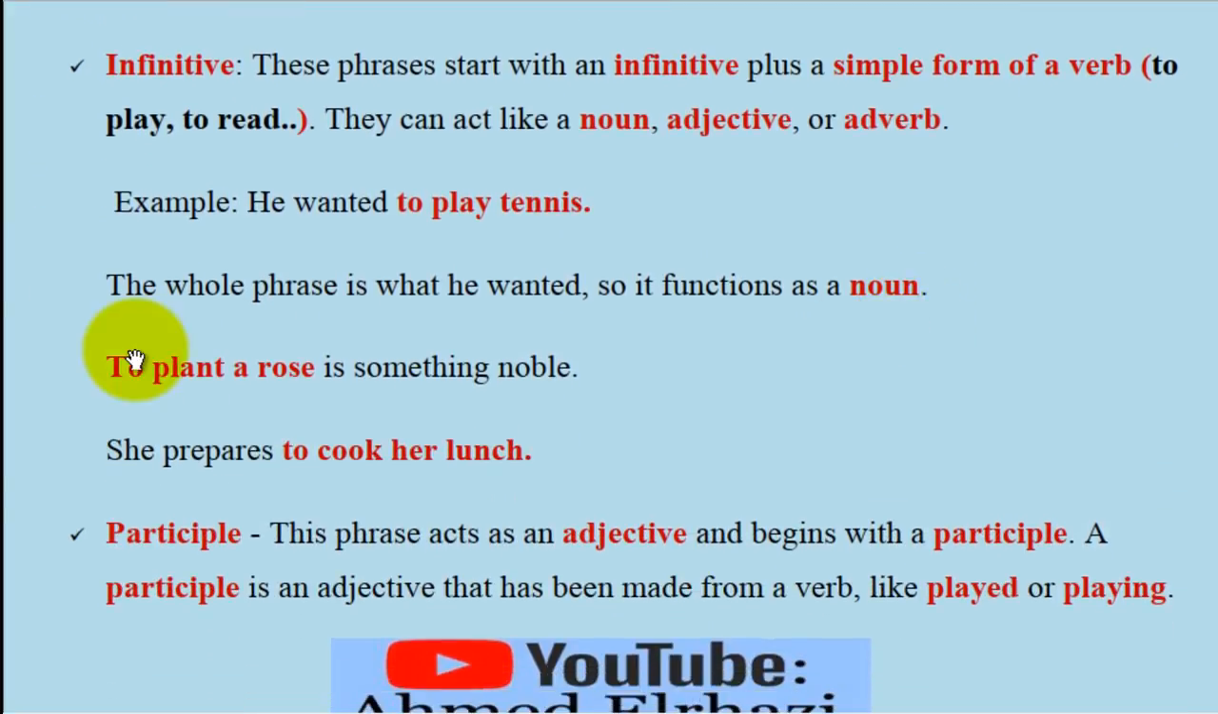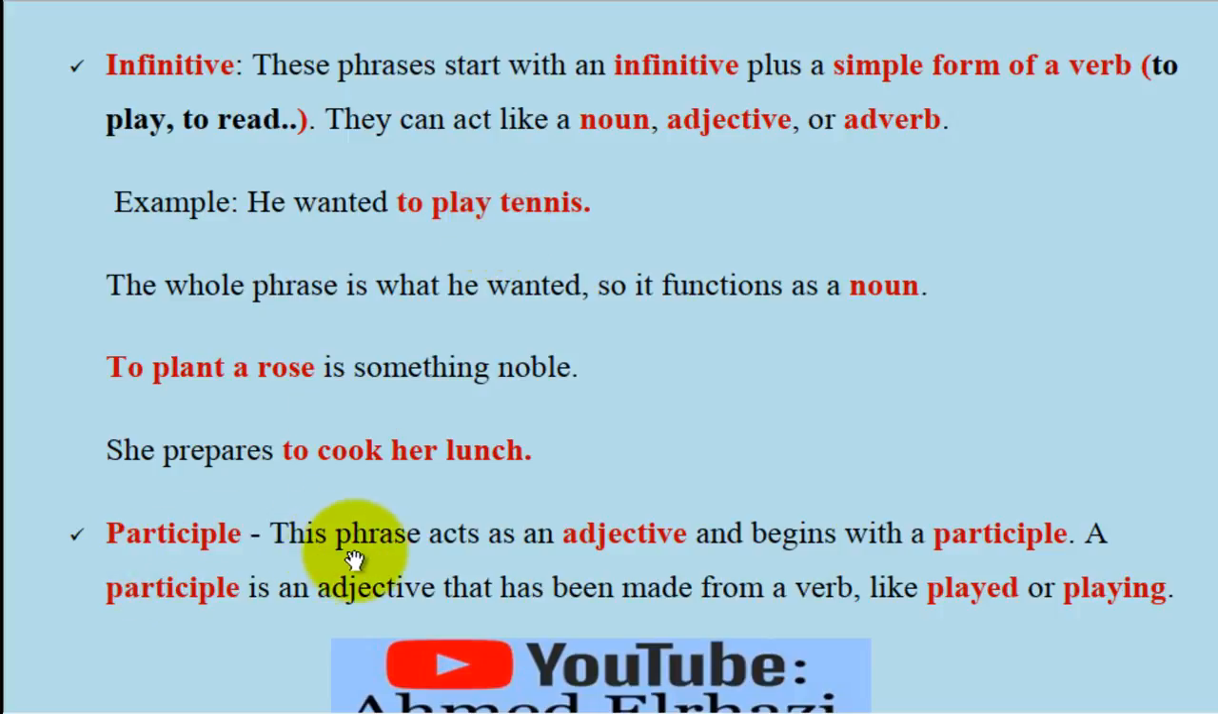Okay? To plant a rose, another example. To plant a rose is something noble. هي كاملة as كاملة في sentence كاملة then followed by the verb. She prepares to cook her lunch. She prepares to cook her lunch. أنتم تلاحظوا معي بلا راه كاين the infinitive to plant, to cook, to play. عقلوا على to هي الانفينيتيف ديال phrases.